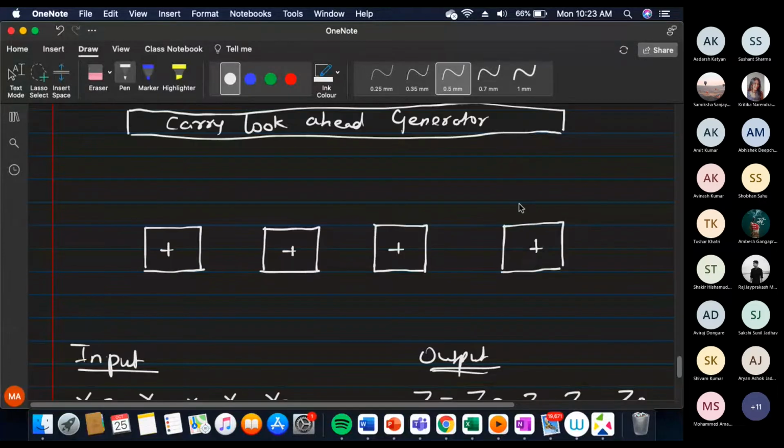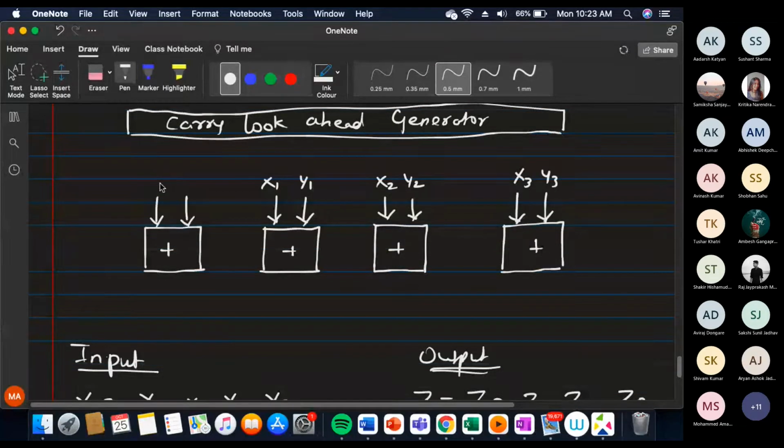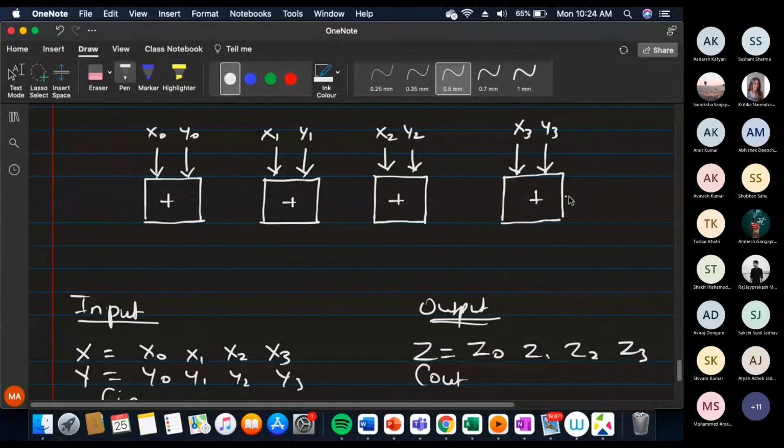Now, in these adders we will give 2 inputs each. One takes x3, y3. This takes x2 and y2. This takes x1 and y1, and this takes x0 and y0. Correct? The carry that is generated will be given to this particular adder as Cin. Is this clear so far?